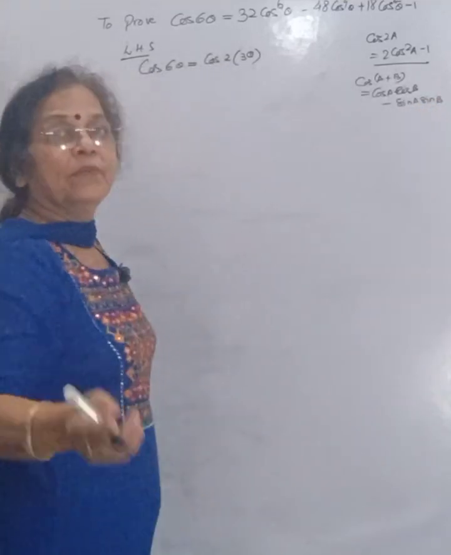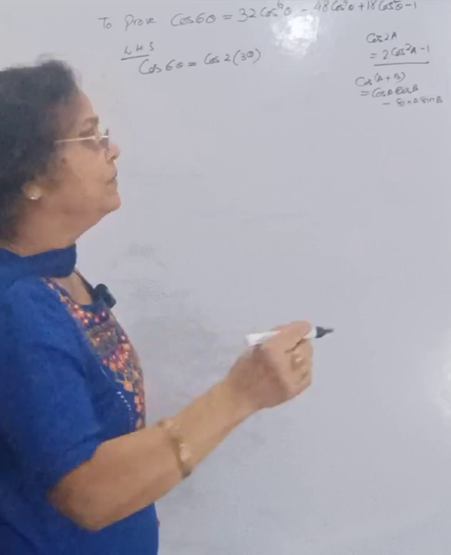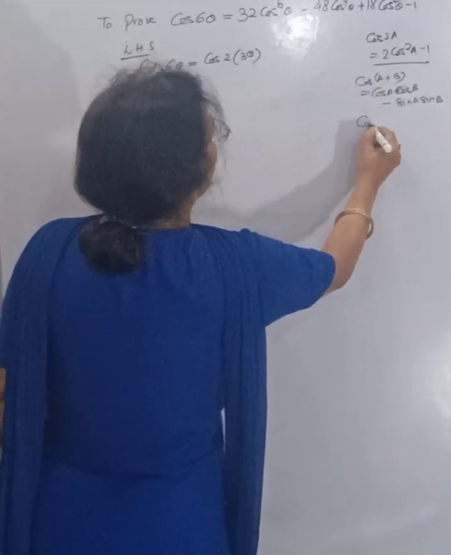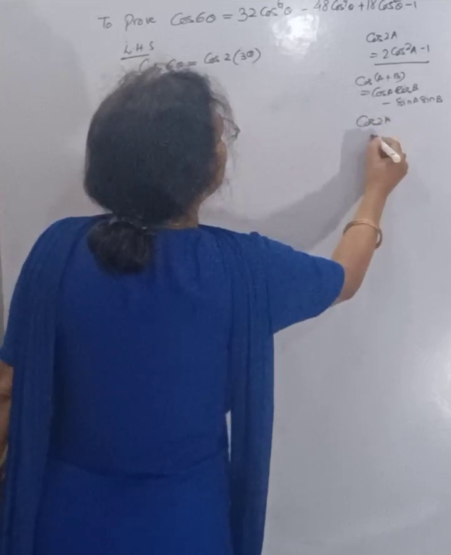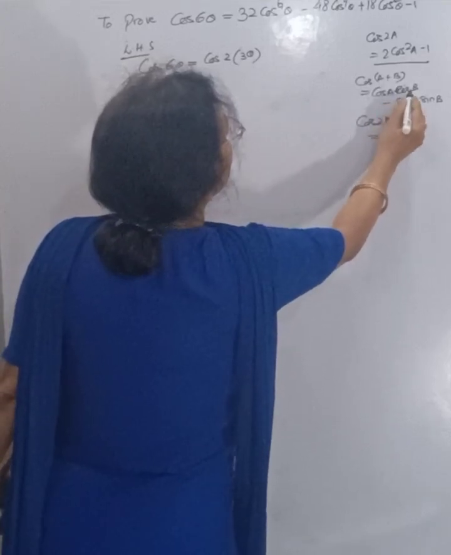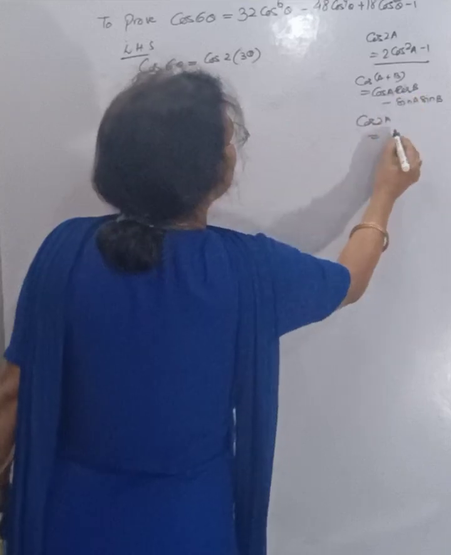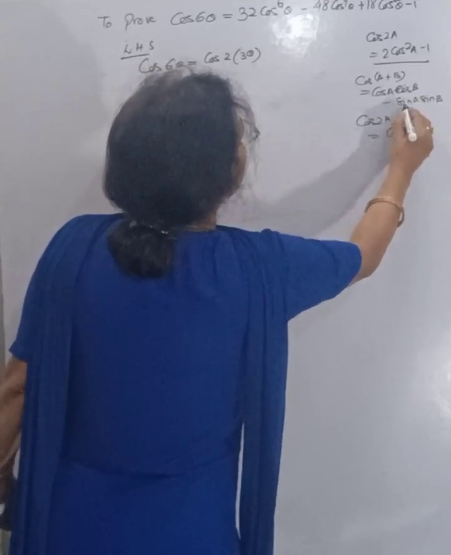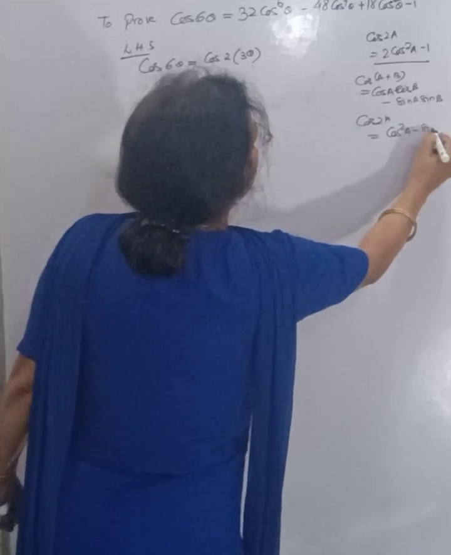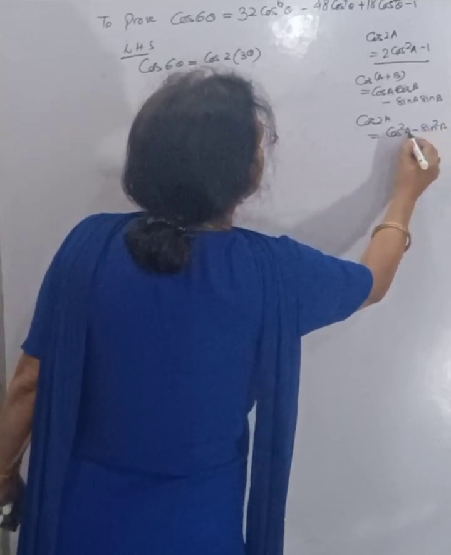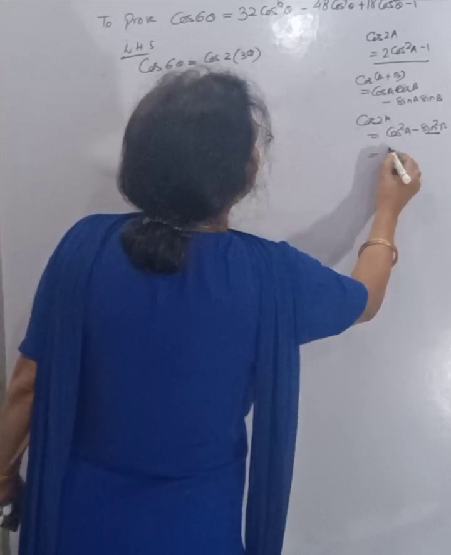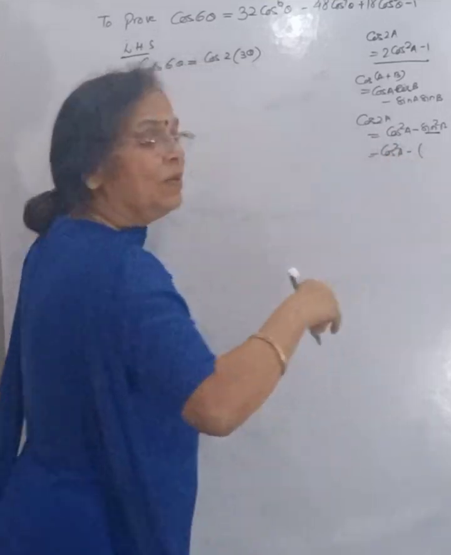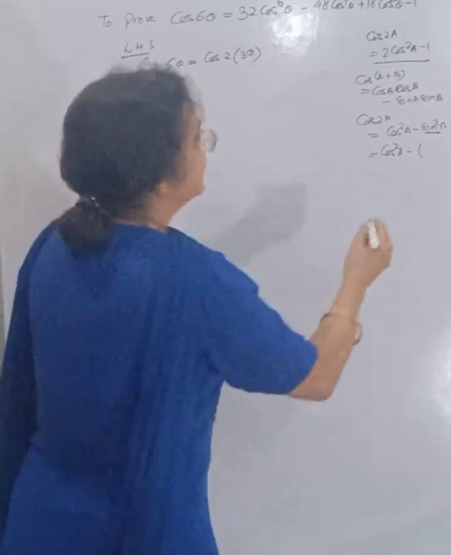If A becomes equal to B, then inside this bracket it will become 2A, and we'll get cos of 2A equal to cos A cos A, it means cos square A minus sin A into sin A, it means sin square A, and this is to be converted in cos, using the formula 1 minus cos square A.